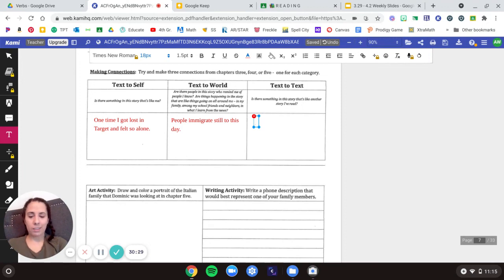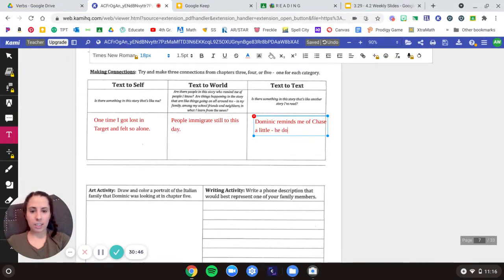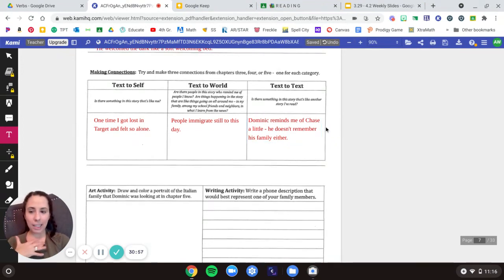You know what? Dominic reminds me of, oh my goodness, I can't think of his name from Restart. I just had it. Chase. He doesn't remember his family either. Dominic doesn't know it, but Chase doesn't really remember his. So I kind of have that similarity that I'm thinking about.